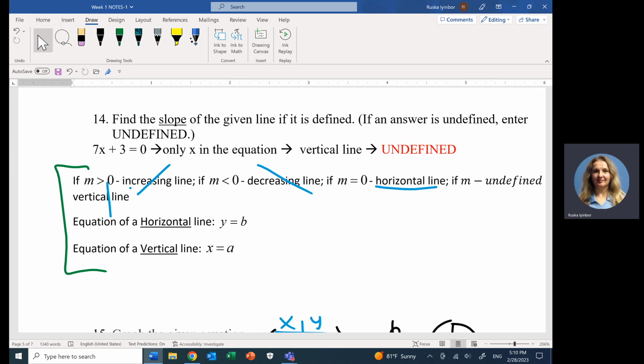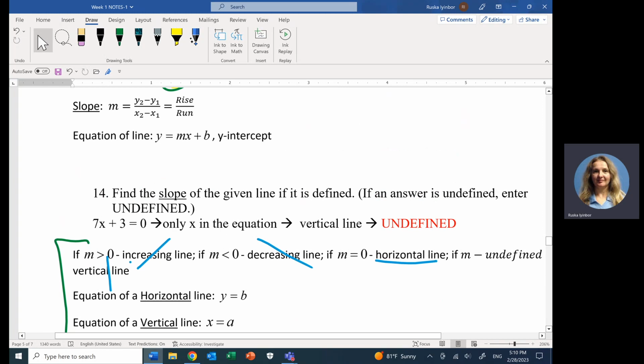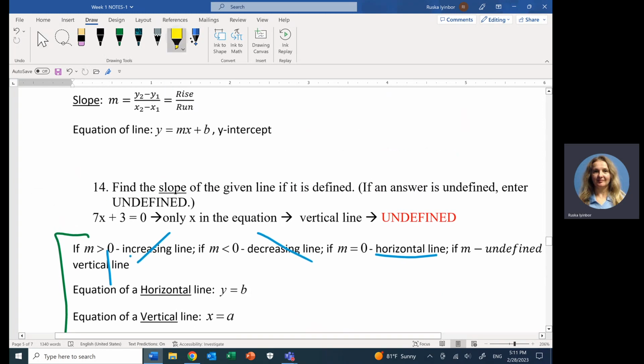And also we have the equations of the line. If you have an equation with x and y, it's increasing or decreasing, which is mx plus b, the one we just talked about here, the equation of a line. See, in this equation, you have x and you have y.